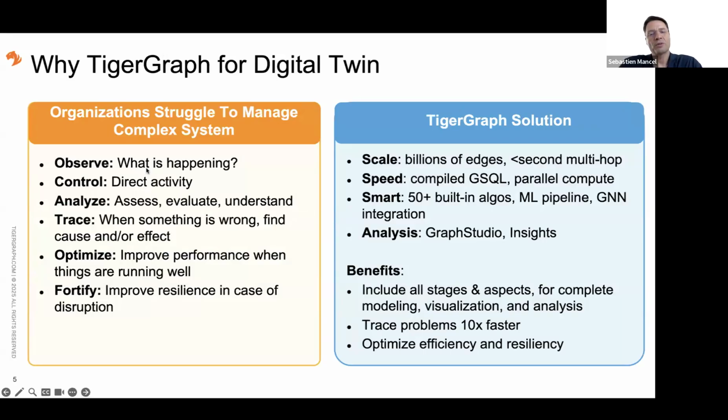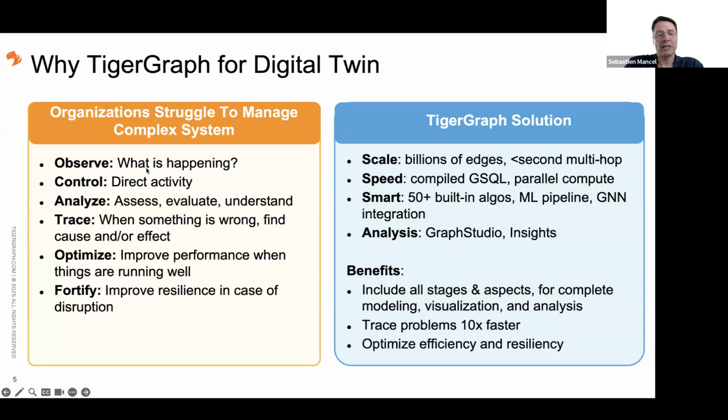Enterprises often struggle across multiple stages: observing, controlling, analyzing, tracing issues, optimizing performance, and building resilience against disruptions. TigerGraph addresses these challenges through its scalability. It can process billions of edges with sub-second multi-hop traversal, delivering a complete real-time view across highly connected systems. It's also highly performant. It leverages compiled GSQL and parallel compute for efficient, high-performance graph analytics at scale.